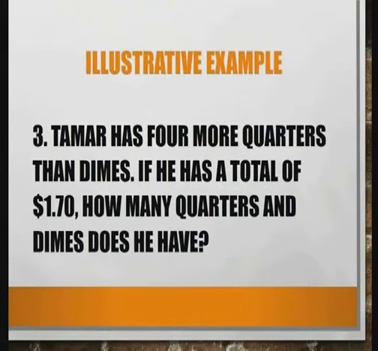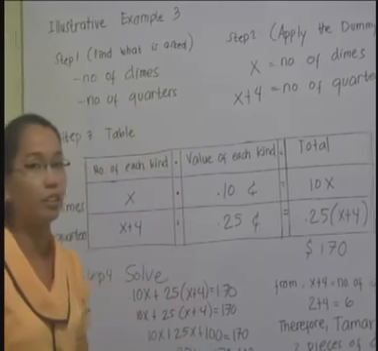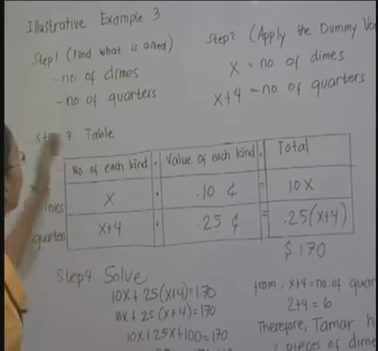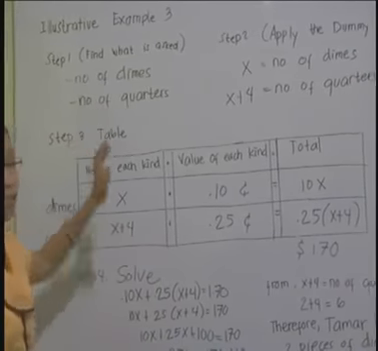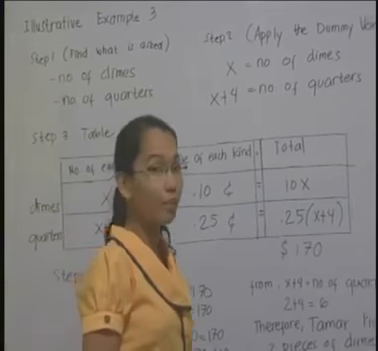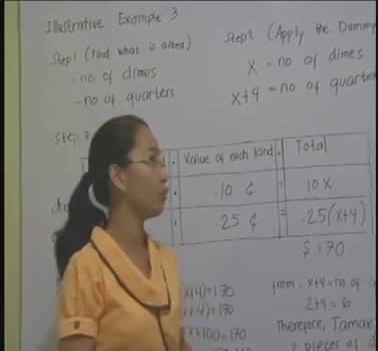Illustrative example number 3. Tamar has 4 more quarters than dimes. If he has a total of $1.70, how many quarters and dimes does he have? We're asked to find the number of dimes and quarters. The first step, F, is to find what is asked: the number of dimes and the number of quarters. Now, A stands for apply the dummy variable, because we don't know how many dimes and how many quarters.